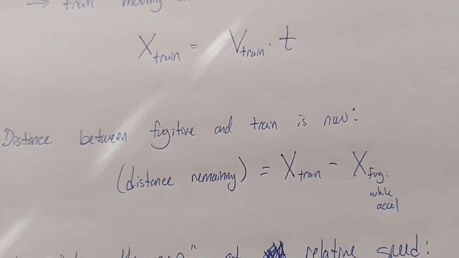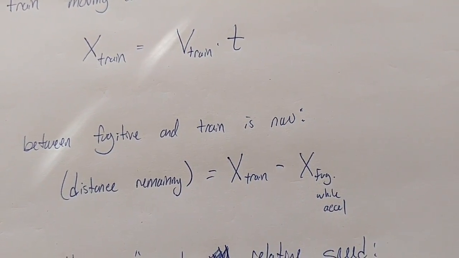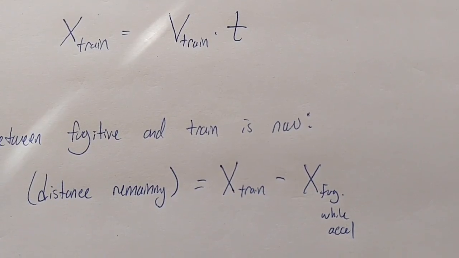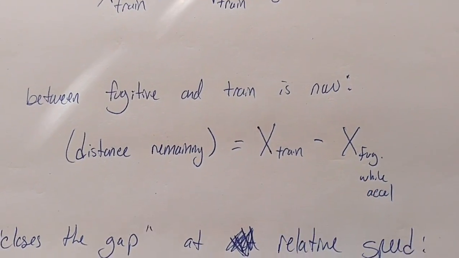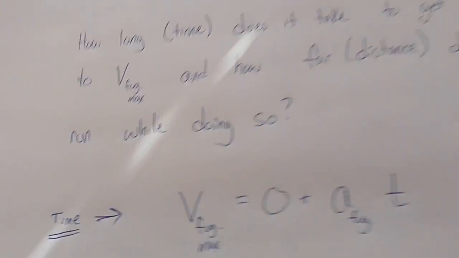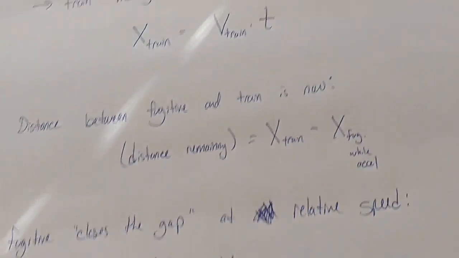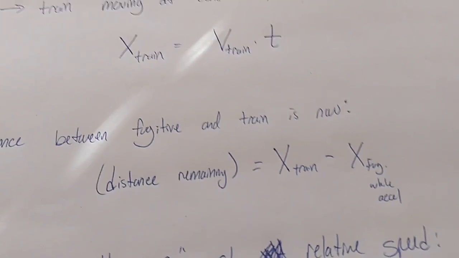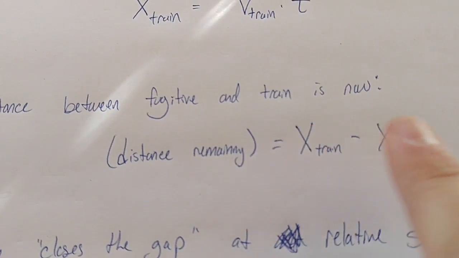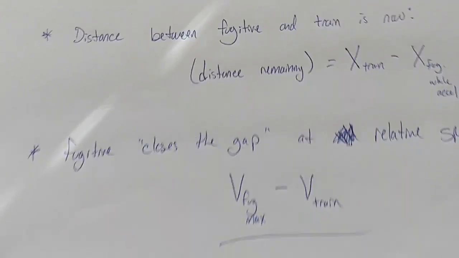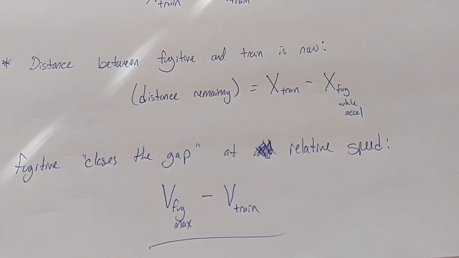So that means the distance between the fugitive and the train is now just going to be that difference. So I said x train minus x of the fugitive while accelerating. This is a long, clunky subscript, but I used that previously, right? So the distance while I was accelerating, just to clarify. So that's going to be the distance that I have now. This right here is going to be the distance that I have between my train and my fugitive. And now I just made a little note to myself, and I'll let you take care of the rest to actually answer the questions.